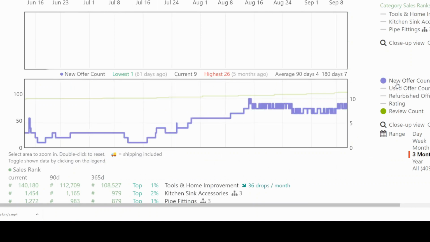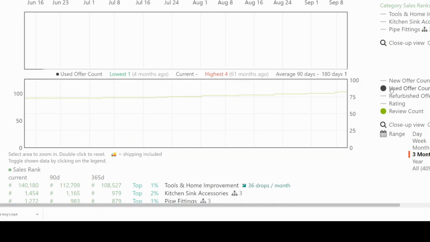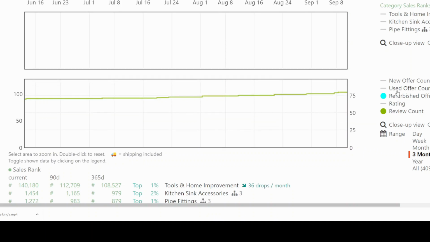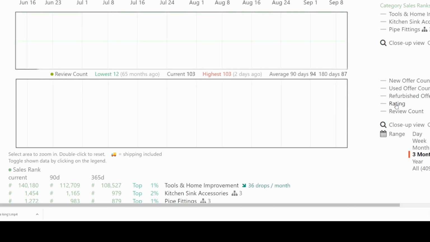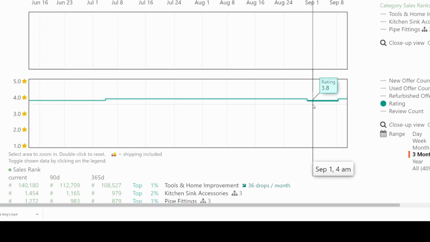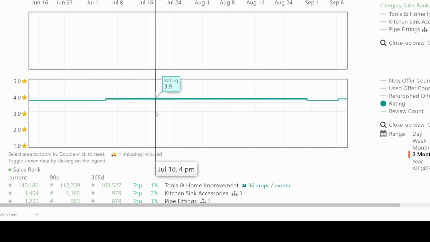So you have new offer count, used offer count, and refurbished offer count. Next is ratings. Ratings, this is how well a product has been rated from 1 star to 5 stars. 1 being poorly rated, 5 stars being excellently rated. A product's rating has more to do with private label sellers who need the information to help determine if that item is one that is good to have manufactured for them. That rating is not as important for sellers who do arbitrage or wholesale.